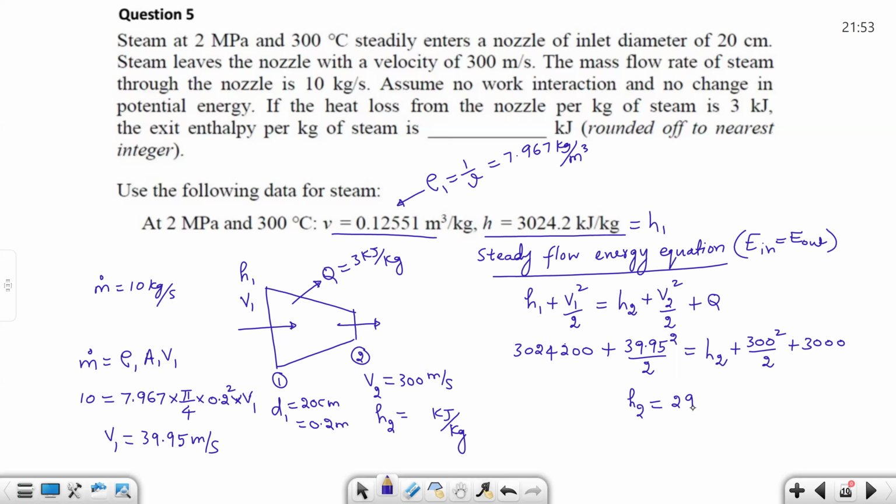2976998 joule per kilogram. We wanted it in kilojoule per kilogram, so 2976.998 kilojoule per kilogram. This will be rounded off to the nearest integer, which is 2977. That is the answer.